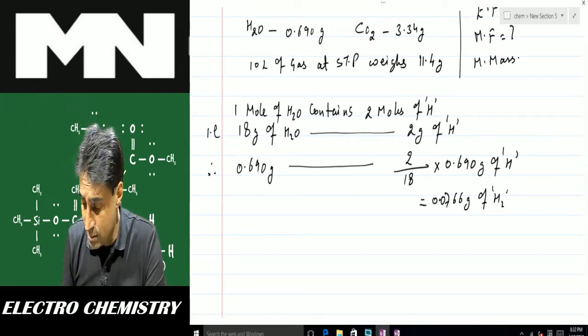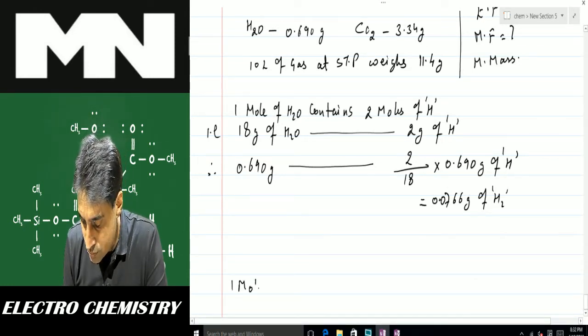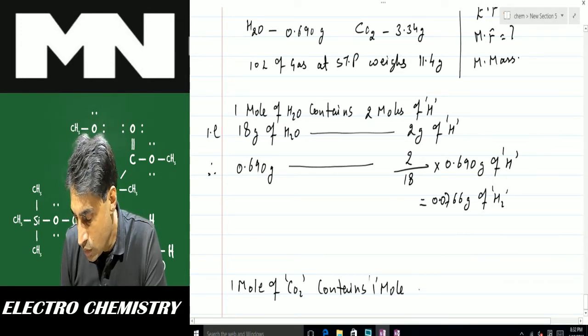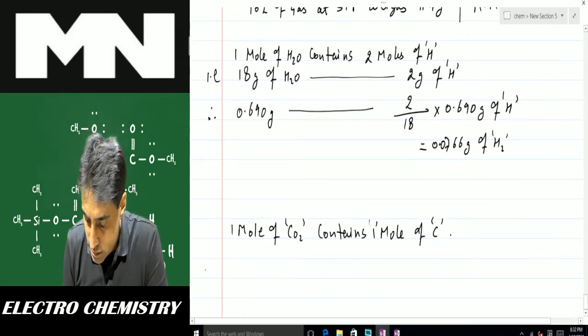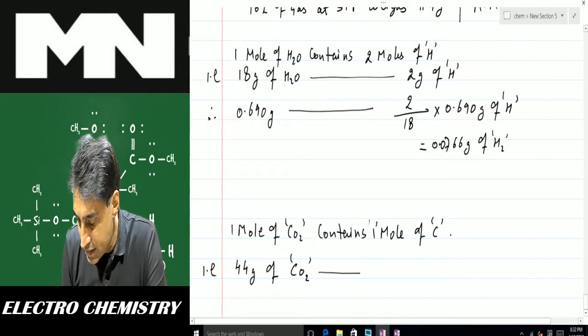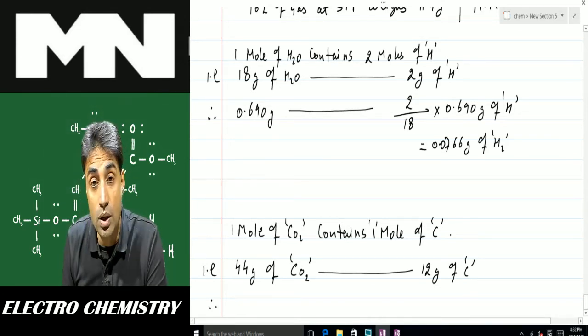Likewise, I'll calculate the mass of carbon dioxide. I can say 1 mole of CO2 contains 1 mole of carbon. That means 44 grams of CO2 contains 12 grams of carbon. Therefore, well, the amount of CO2 which I got is 3.34.